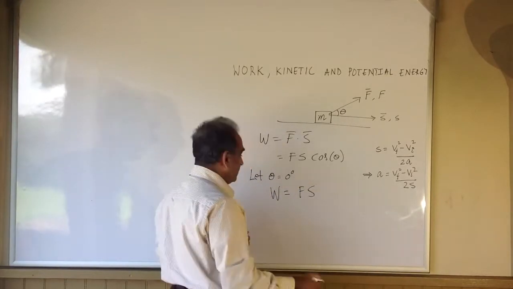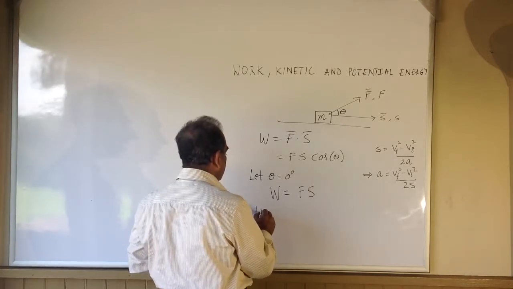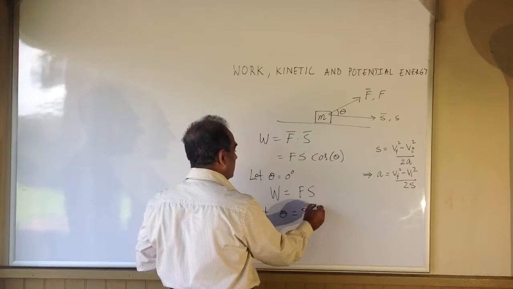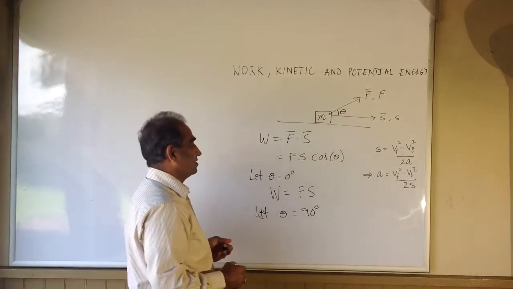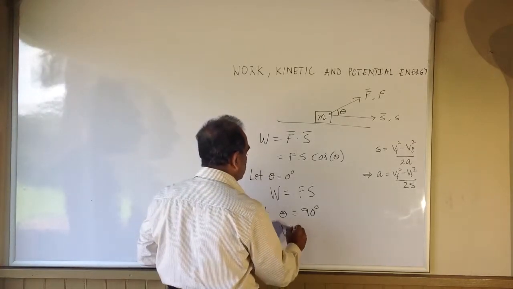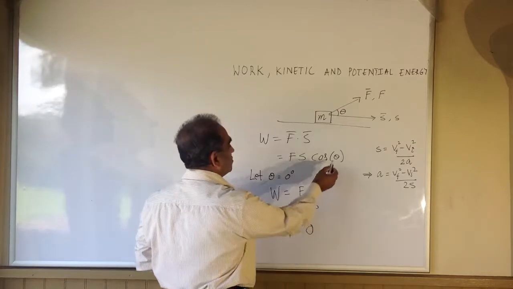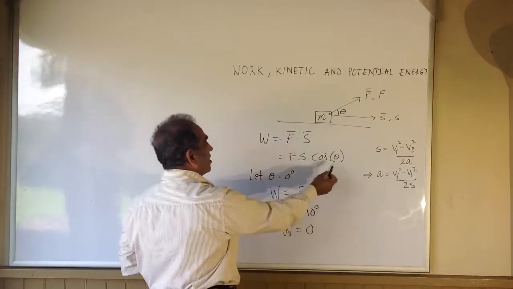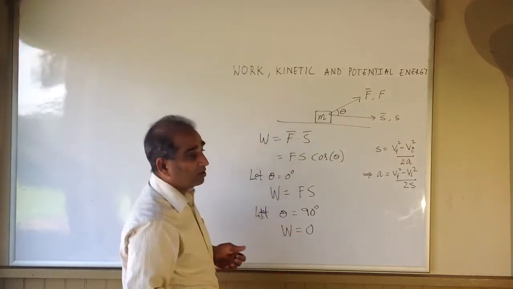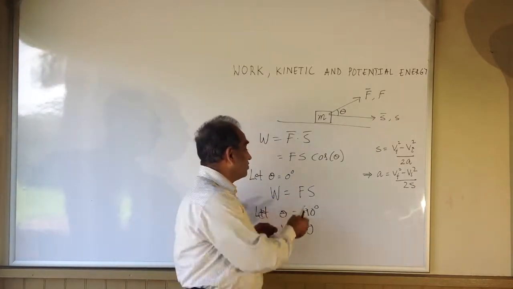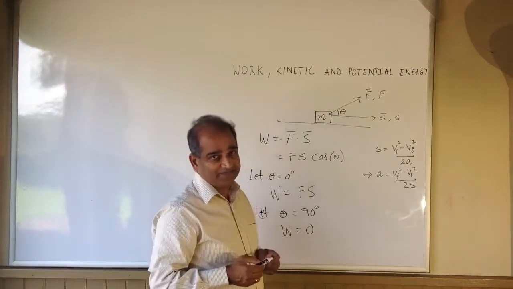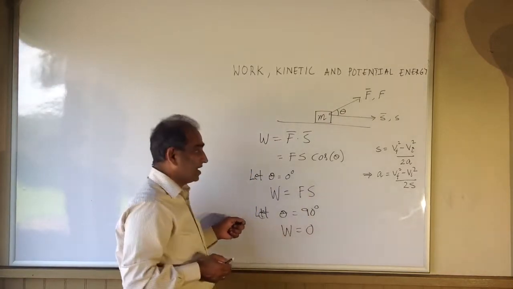That's it. Let theta equal 90 degrees. Then W is equal to 0 because cosine 90 is 0. If this is 0, the entire product will be 0. So work depends not only on the magnitude of force and displacement, but also on the angle. So that's about work done.